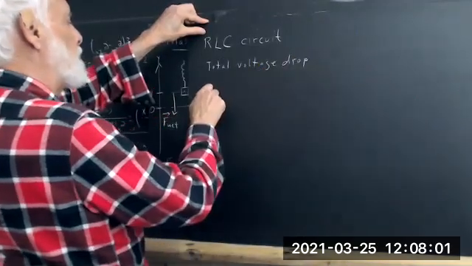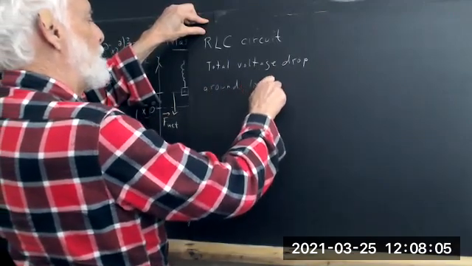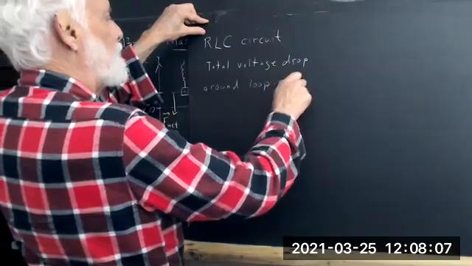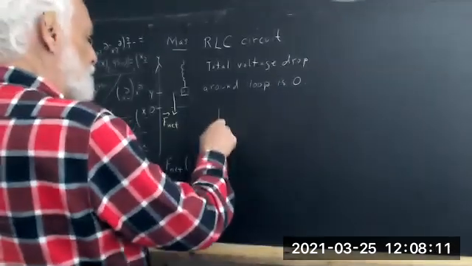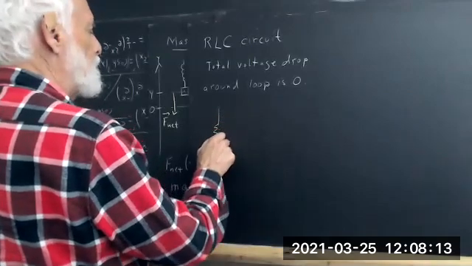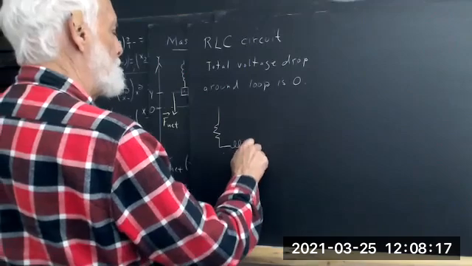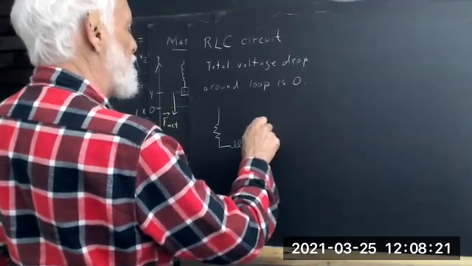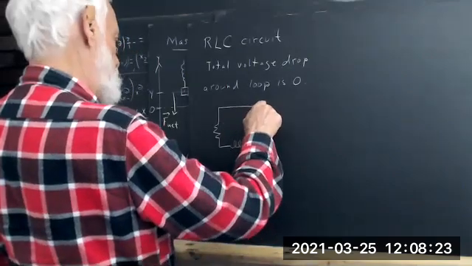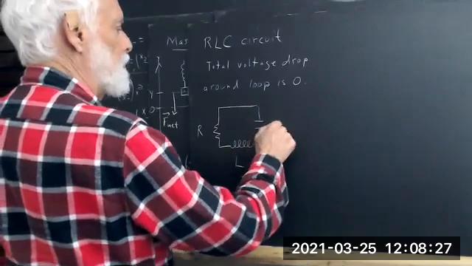Total voltage drop around a loop is 0. Well, we have a loop here. And let's say we've got a resistor and an inductor and a capacitor. So we have a resistance, an inductance, and a capacitance.